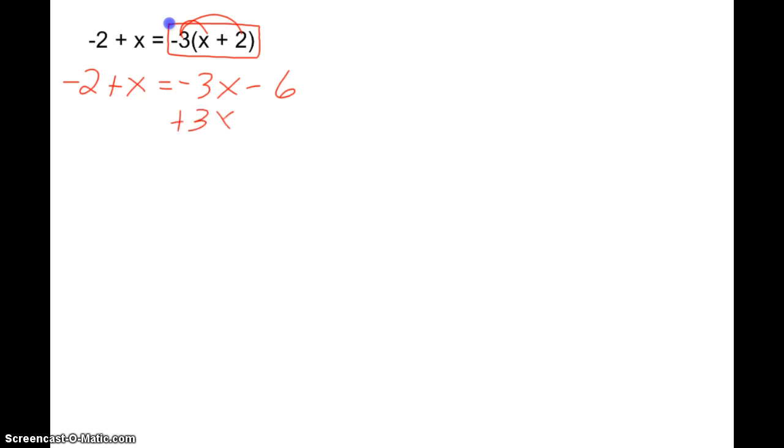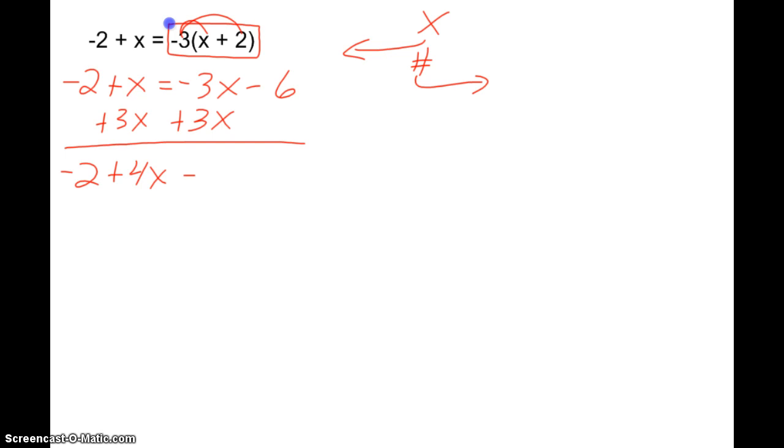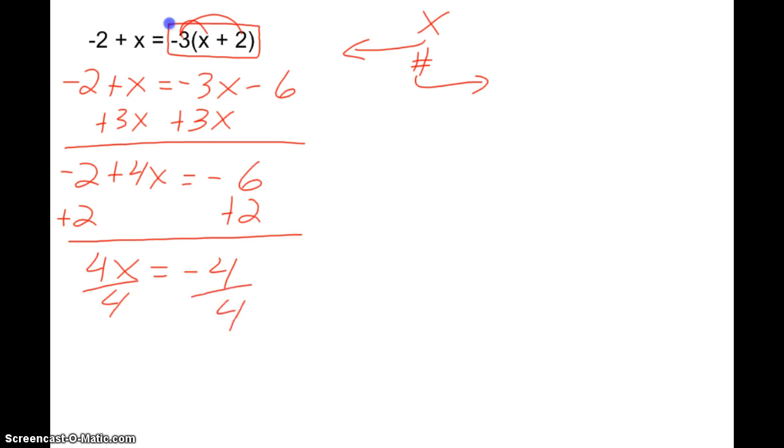So I'm going to add 3x. Remember, I always, or will try to always, move my x's to the left, get rid of my x's on the right, and get rid of the number on the left. What I do to one side, I must do to the other. So I get a negative 2 plus 4x equals a negative 6. Add 2 to both sides, and I get 4x equals a negative 4. Divide by 4, divide by 4, x equals a negative 1.